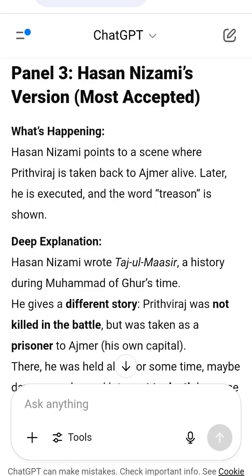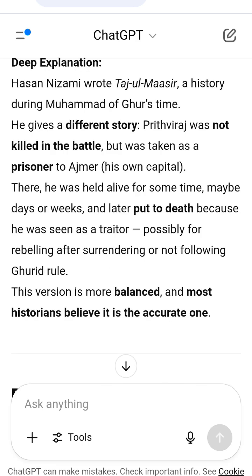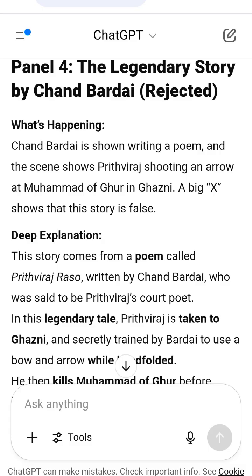This was the key event that led to Prithviraj's defeat and capture. Muhammad of Ghur became the master of much of northern India after this. Final simple summary. 1.